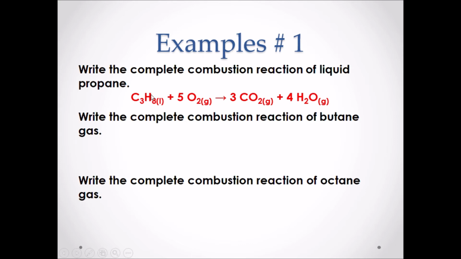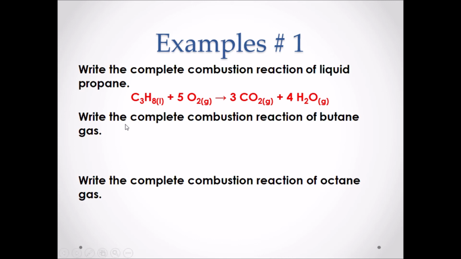In order to balance this chemical equation, we have to balance carbon first. There are 3 carbons on the reactant side, so we will put a coefficient of 3 in front of CO2. We now have to balance hydrogen. There are 8 hydrogens on the reactant side, so we will put a coefficient of 4 in front of H2O. As a result, on the product side, we now have 4 oxygens plus 6 oxygens for a total of 10 oxygen atoms. So we will then put a coefficient of 5 in front of O2. Our chemical equation is now balanced.